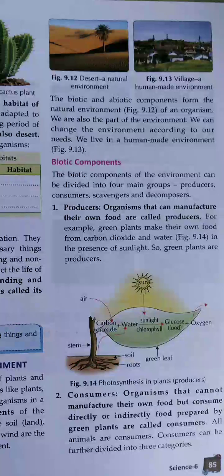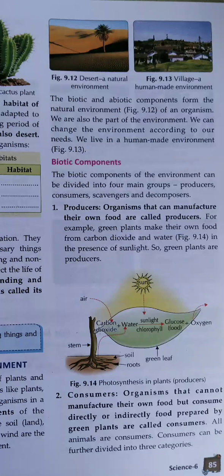In figures 9.12 and 9.13 you can see we are also part of the environment. We can change the environment according to our needs. We live in a human-made environment, means we have the adaptations. Now we have biotic components. The biotic components of the environment can be divided into 4 main groups: producers, consumers, scavengers and decomposers.